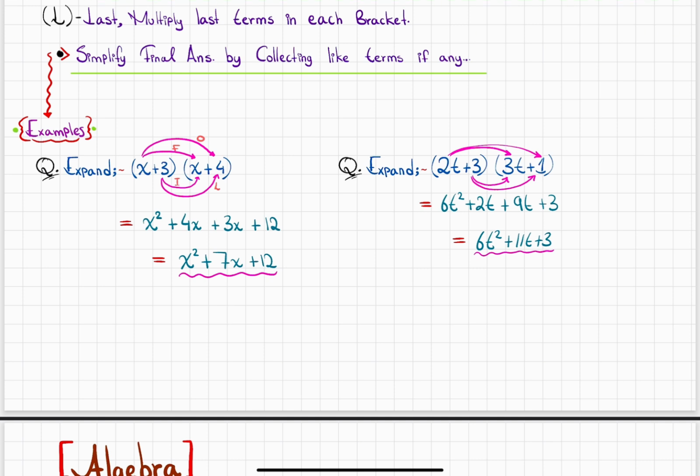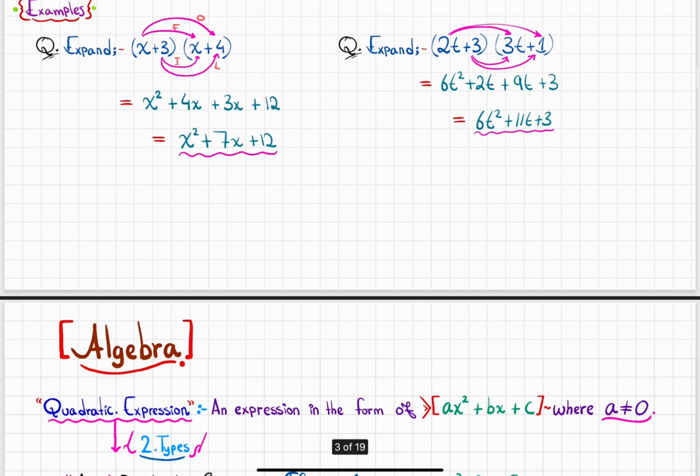Expand (2t plus 3)(3t plus 1). 2t times 3t, 6t squared. 2t times 1, 2t. 3 times 3t, 9t. 3 times 1, 3. Simplify: 6t squared plus 11t plus 3. Again, a quadratic expression.